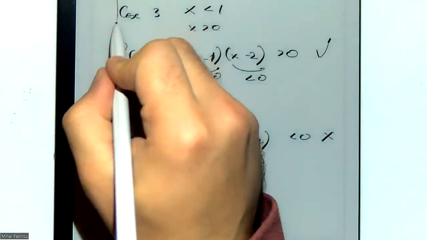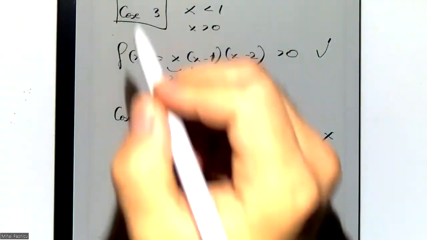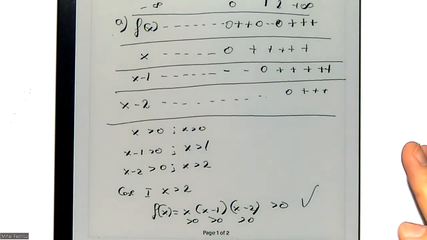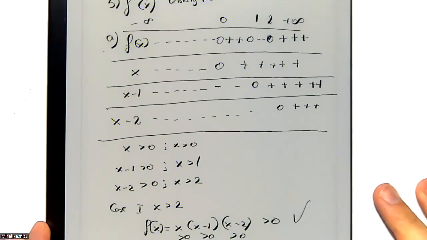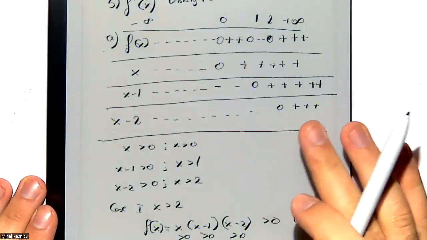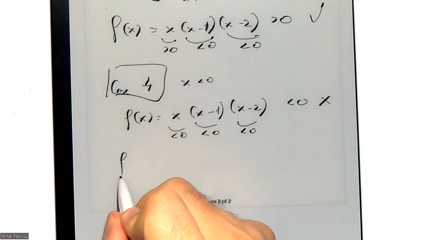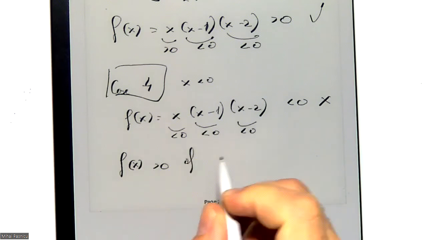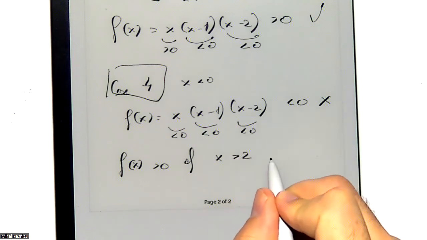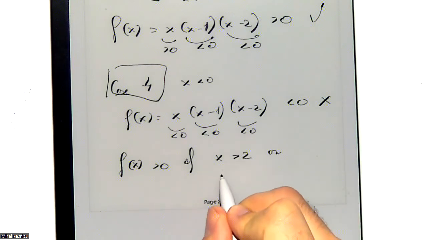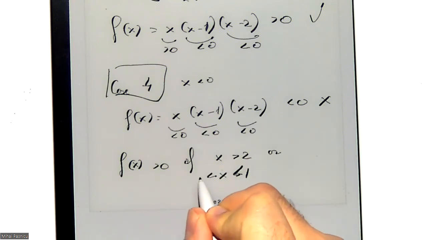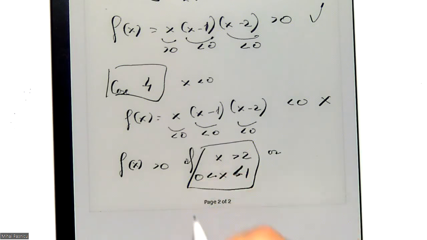This way of solving with cases is basically just writing out loud, with a little bit more detail, the whole table thing. Regardless, the answer is the same, and that is: f of x is positive if x is greater than 2, or x is smaller than 1 and greater than 0. In these cases, it's going to be fine.